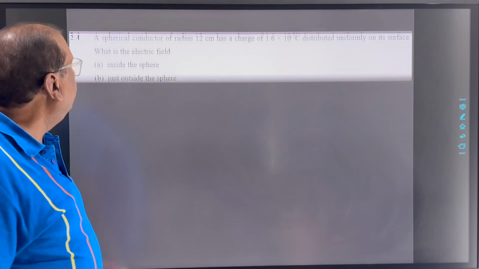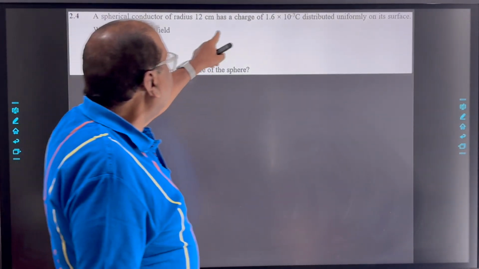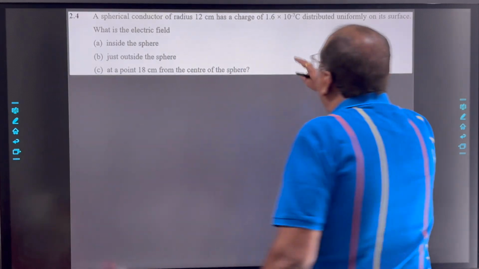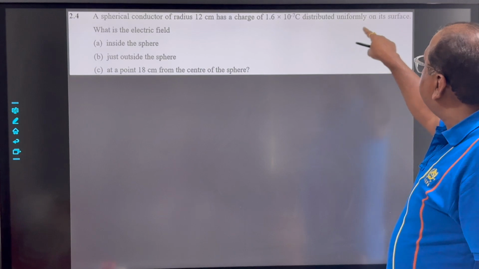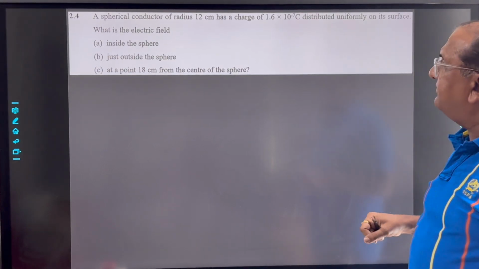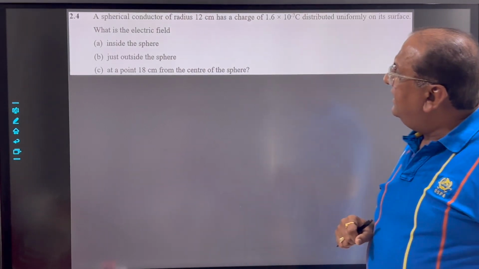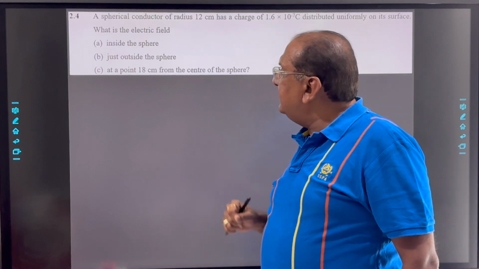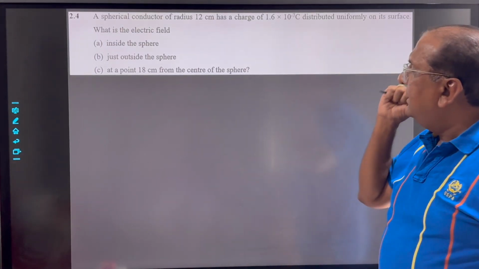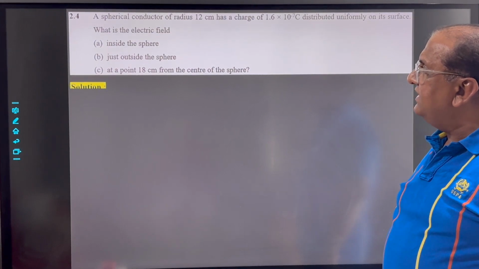Now 2.4. A spherical conductor of radius 12 centimeter has a charge of 1.6 into 10 raised to minus 7 coulomb distributed uniformly on its surface. What is the electric field? A. Inside the sphere. B. Just outside the sphere. C. At a point 18 centimeter from the center of the sphere.